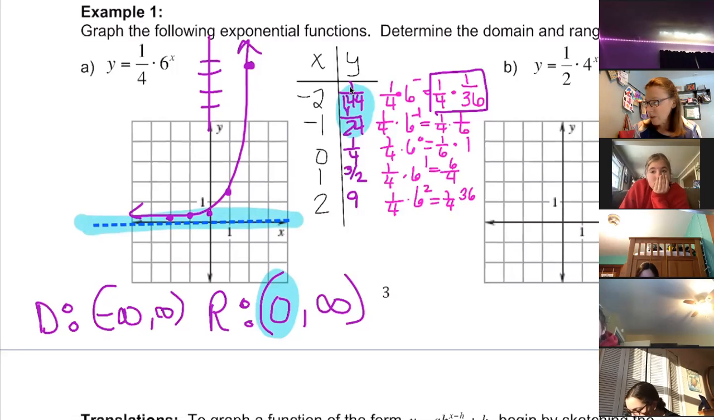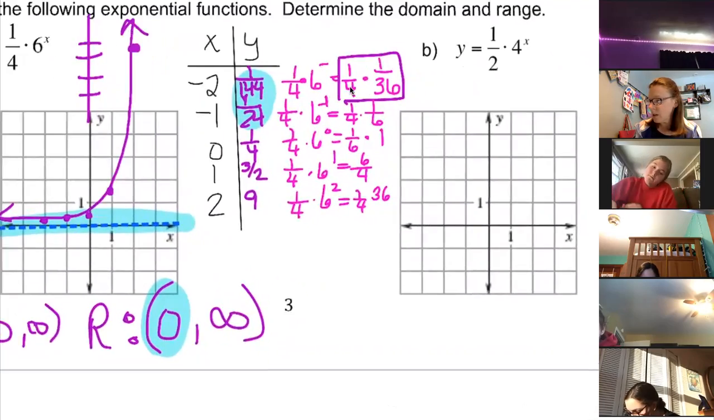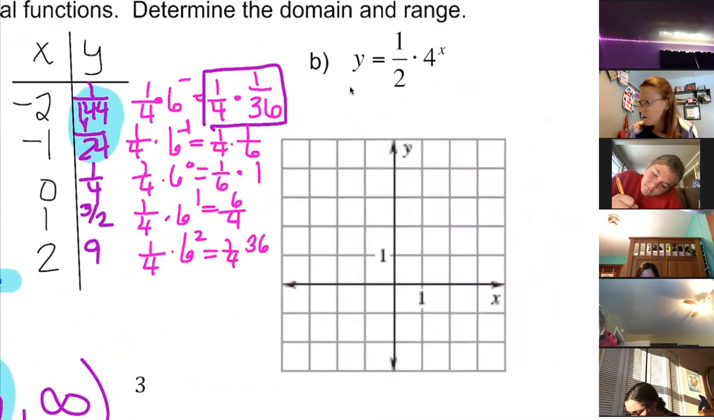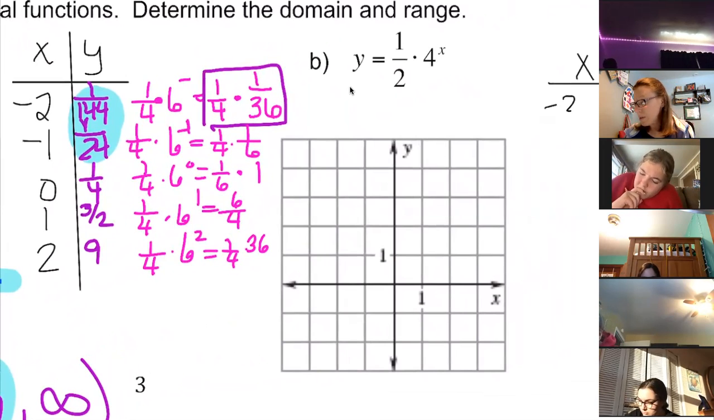All right, so let's see if we can do B. There's a 1/2 in front. It makes it a little better with a 1/2 than a 1/4. And we're having that value times 4 to the x. So the 4 is the base. You're going to pick the same numbers.